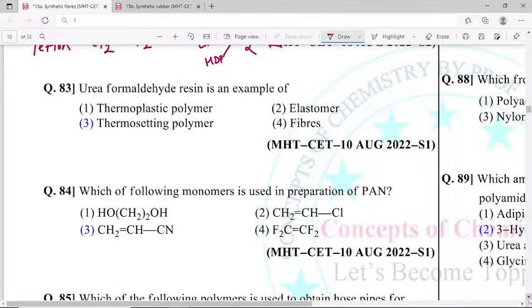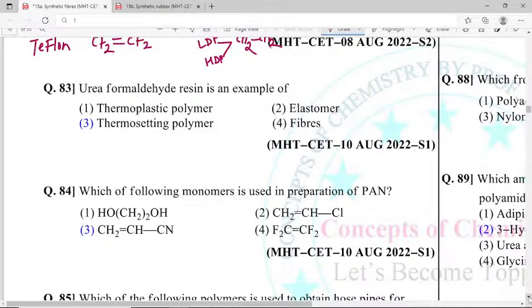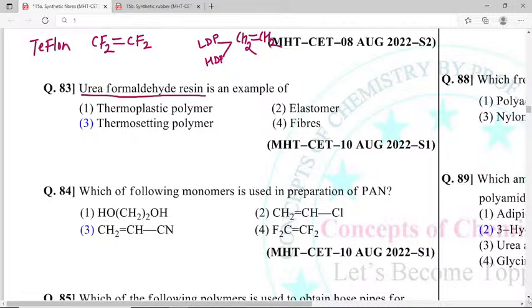Urea formaldehyde resin is an example of a thermosetting polymer. This is called a thermosetting polymer. Urea formaldehyde resin, thermosetting polymer.